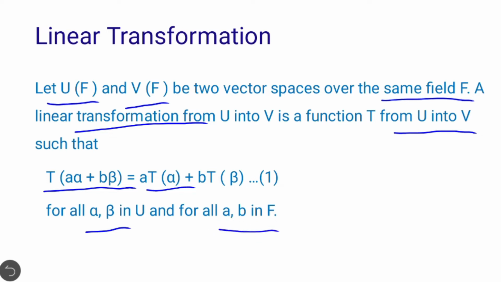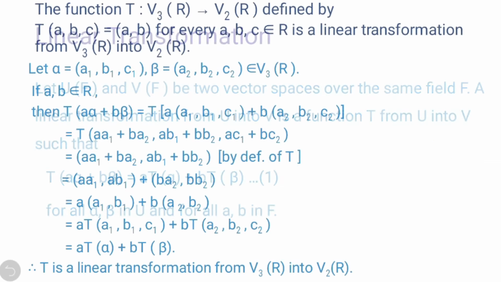In simple terms, T is a mapping from U to V such that T(a alpha + b beta) equals a T(alpha) + b T(beta). Let's understand this linear transformation with the help of an example.